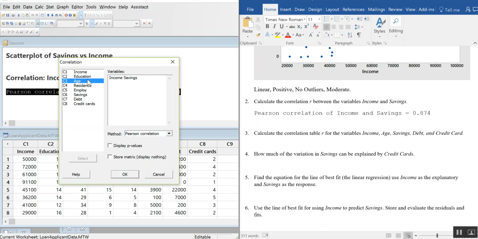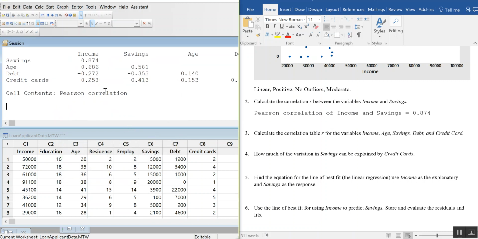Who else do I need? I need age and debt and number of credit cards. Do I got all of them? 1, 2, 3, 4, 5. All right, we're good. And I'm going to go ahead and hit OK. And it's going to produce this matrix that can be kind of hard to read if you've never seen it before.